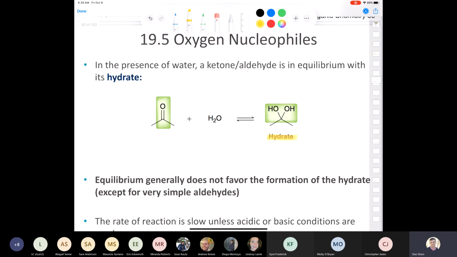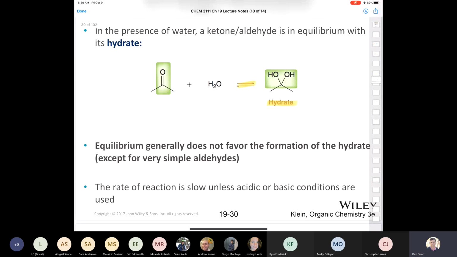The equilibrium, though, generally speaking, does not favor the formation of the hydrate. The only time the hydrate is really favored is when you have really simple aldehydes like formaldehyde. The rate of reaction is going to be slow unless acidic or basic conditions are used.